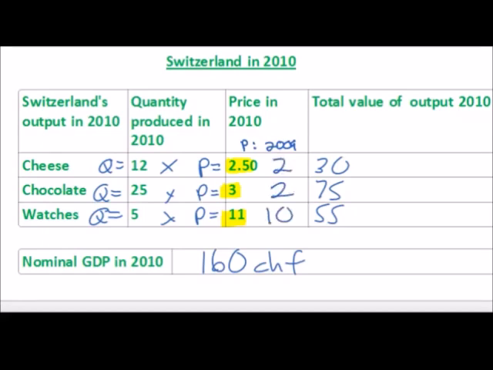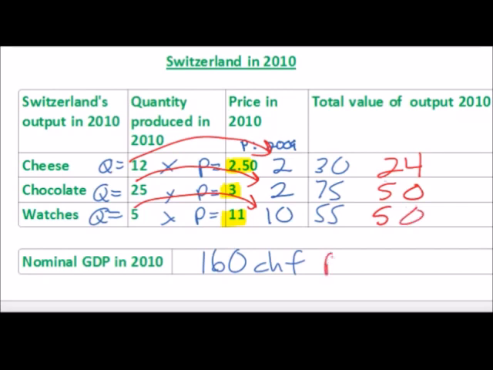Once we have multiplied the output in 2010 by the prices in 2009, we will have Switzerland's real GDP in 2010. So Switzerland produced 12 cheeses at the 2009 price, giving a value of 24 francs. 25 watches at 2009 prices create a value of 50 francs, and 5 watches in 2010 using the price from 2009 gives us a value of 50 francs.